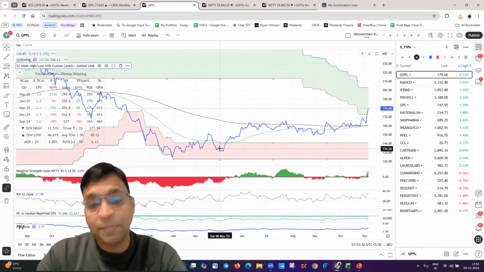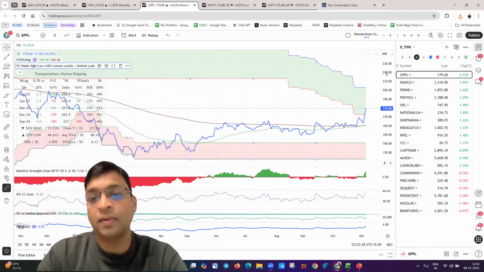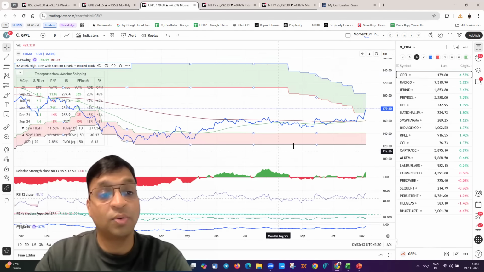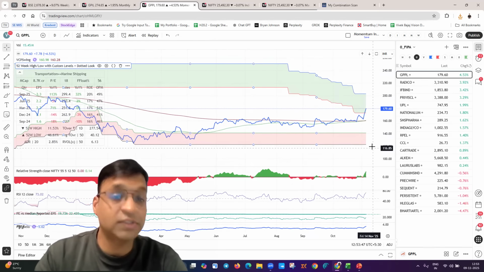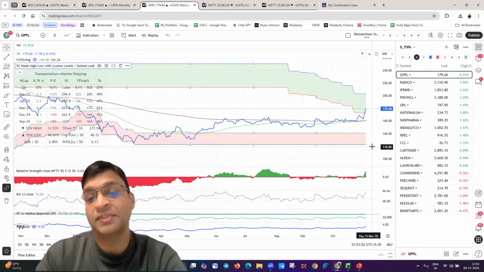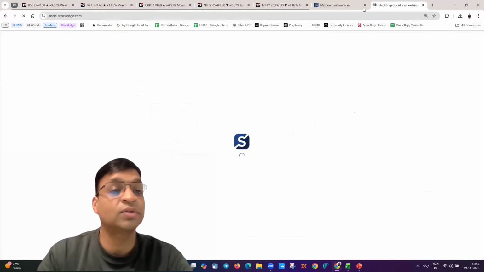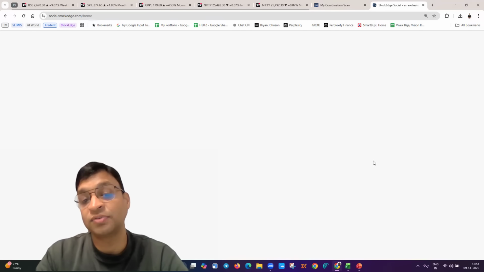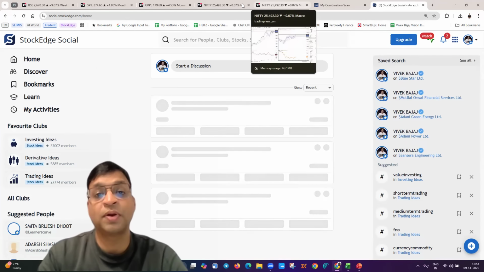This is my template for my research. So look at this stock, GPPL. The area above the cloud is the 52-week high zone. The area below the top cloud is the 52-week low zone. This is a new indicator which I've developed in TradingView, which I share with my StockEdge Club members inside StockEdge Club. StockEdge Club is a community which I run with more than 10,000 members who are actively getting the right education and right analytics from me and my team. So I share these indicators with my club members.